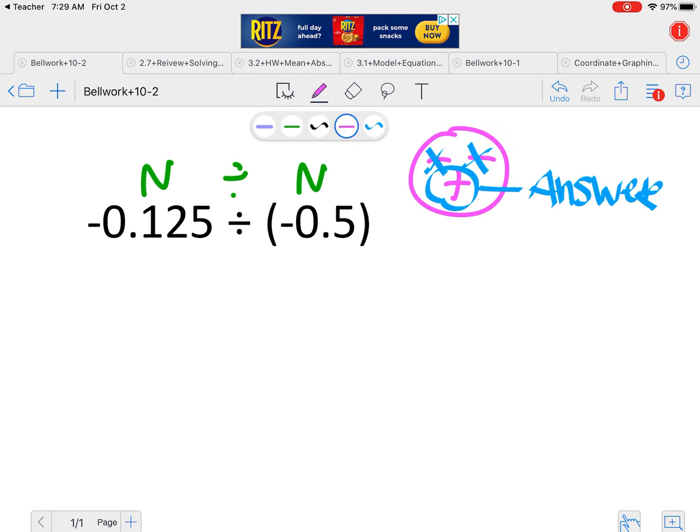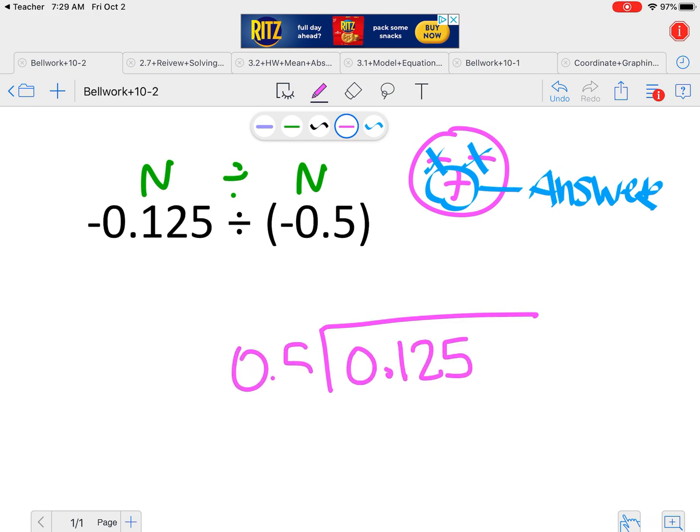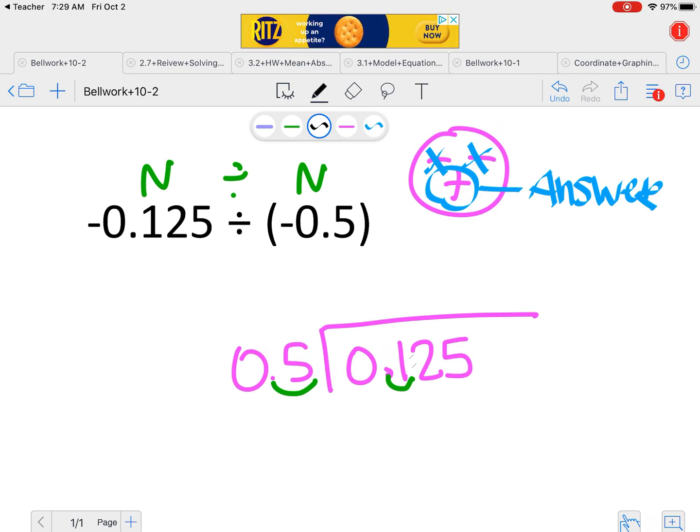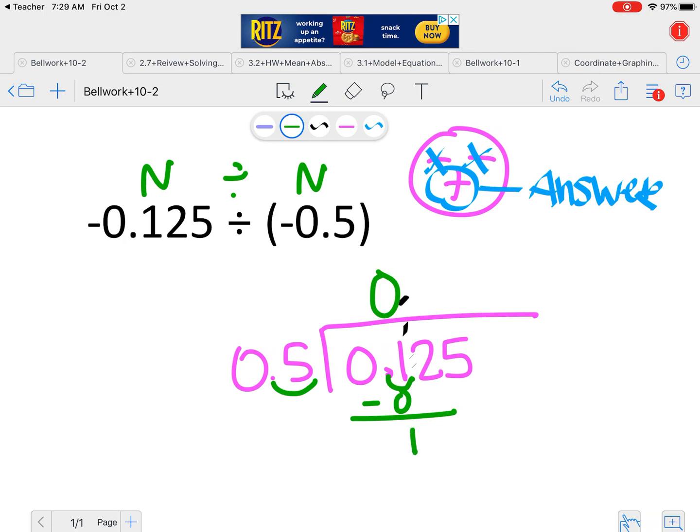Okay, first number goes inside the box, 0.125. 0.5 goes on the outside, and again we want to move those decimals 1 time each. I can put my decimal up in my answer. 5 does not go into 0 and 5 does not go into 1, so I'm going to show that by putting a 0 in my answer. If you want to subtract out 0, you can. Then I need to bring down my 2.